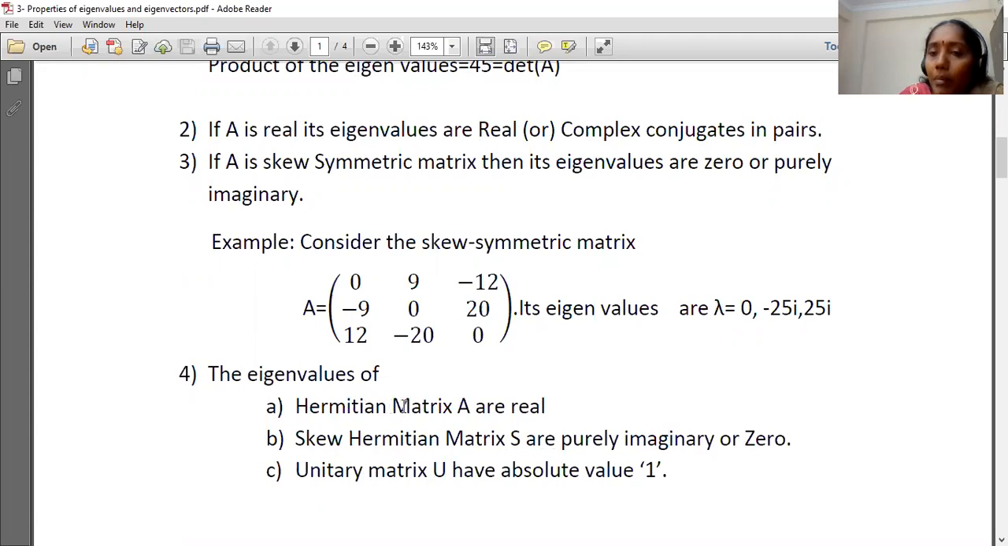So what do you mean by a Hermitian matrix? Any complex matrix A that is equal to the transpose of its conjugate matrix is called Hermitian. Skew Hermitian means A is equal to minus the transpose of the conjugate matrix. Unitary means A into A star is equal to I. A star is nothing but the transpose of the conjugate matrix. We already discussed this in the previous videos, so once again we just recollect.